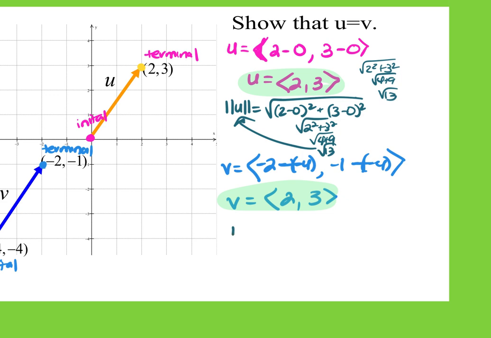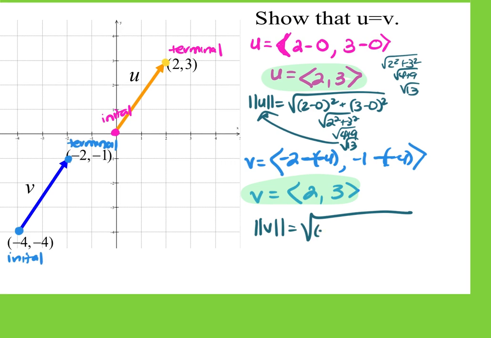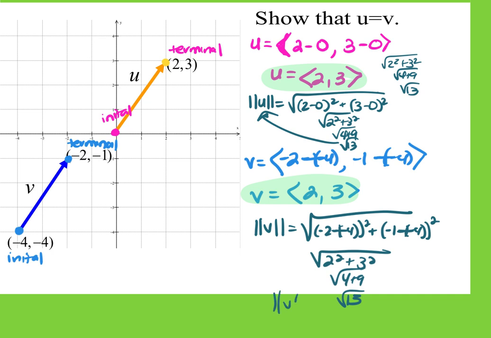Then I do magnitude of v. So again, I can do distance formula. Second x, so negative 2 minus a negative 4 squared plus negative 1 minus a negative 4 squared. The minus negatives become positives. I'd get 2 squared plus 3 squared, 4 plus 9, which is 13. So now we're comparing both magnitudes and component forms. They are both the same. So we would say that these two are equivalent.